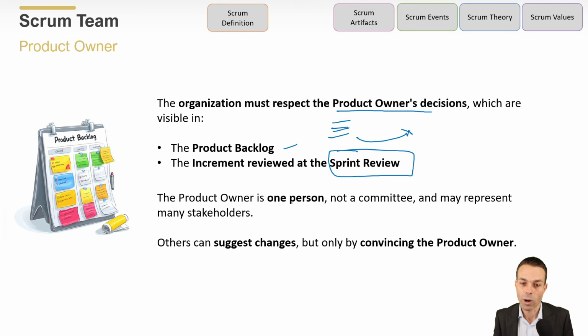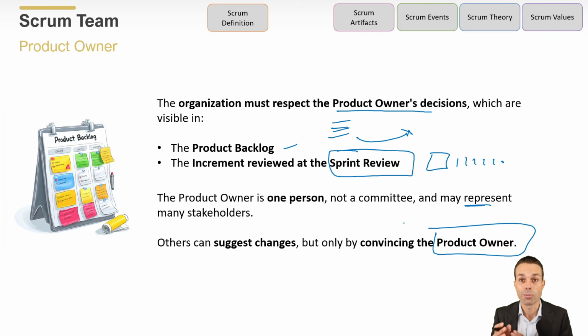The product owner is one person. It's not a committee. It's not a bunch of executives. It's just one person who really understands the product and the product's customers. And they may represent many stakeholders. Others can suggest changes, but only by convincing the product owner. So in other words, the product owner has final say. They really understand the product. They really know what value needs to be delivered, and only they, in Scrum, can say what's going to be worked on next.